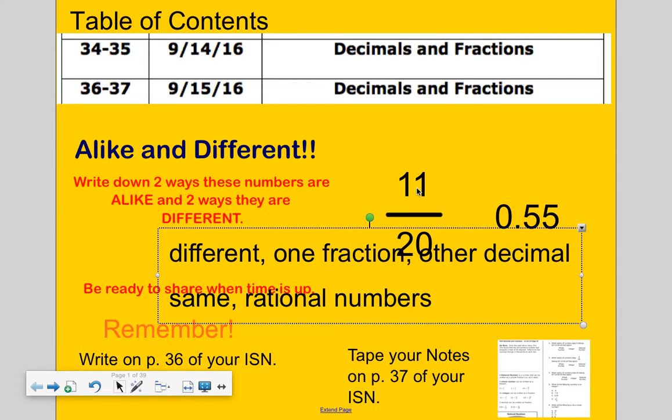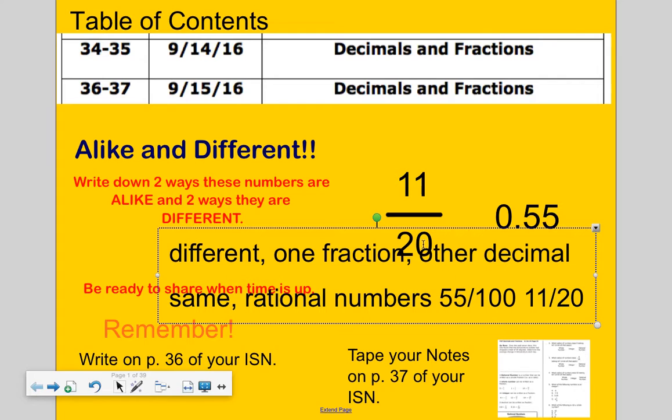Well, this is a fraction. Can this be written as a fraction? Yes, it can be, as 55 hundredths. Wait, can't 55/100 be simplified? Divide both numbers by 5, and you get 11/20. Oh, they are the exact same number. 11/20 is the same as 55 hundredths.